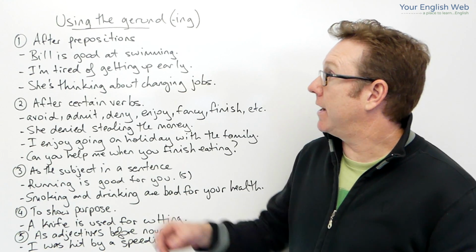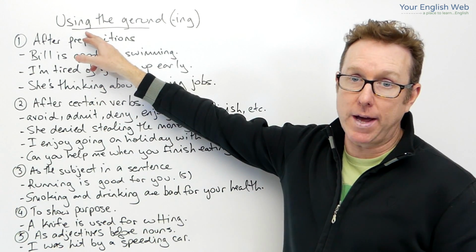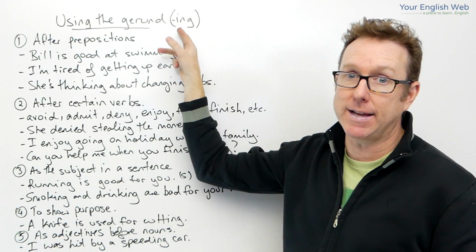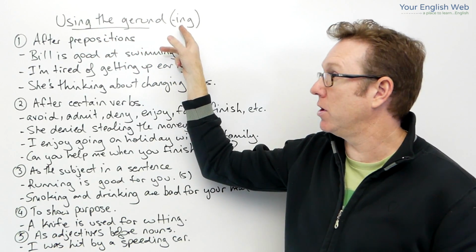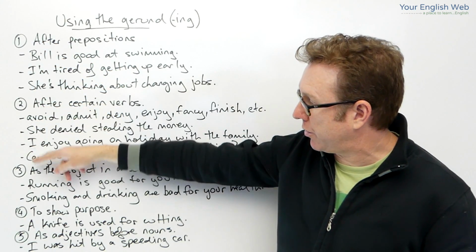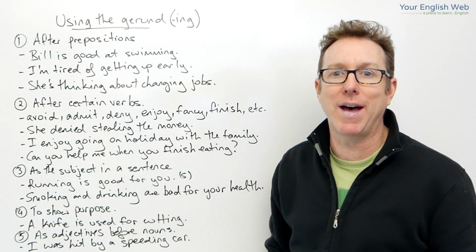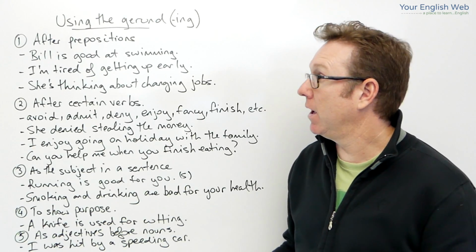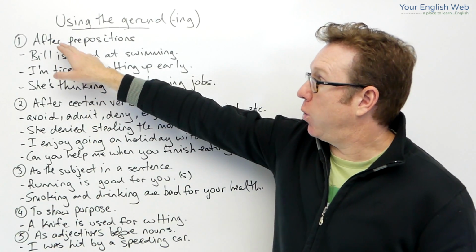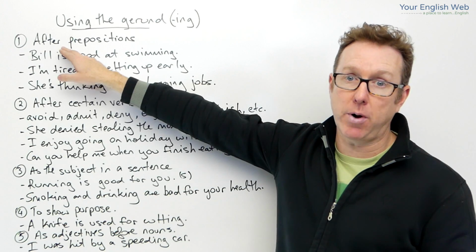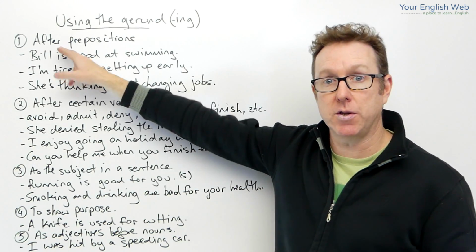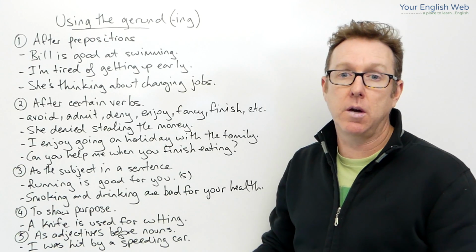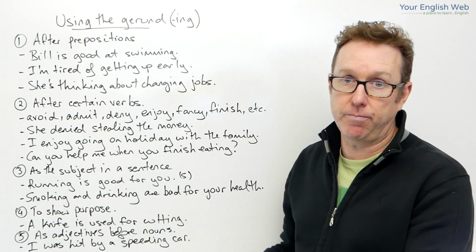Now, as I said, today's lesson is looking at ways of using the gerund or the ing form in English. And we have 5 common ways that we use the gerund in English. Now, the first one is after prepositions. The rule is that after all prepositions, we use a gerund form.